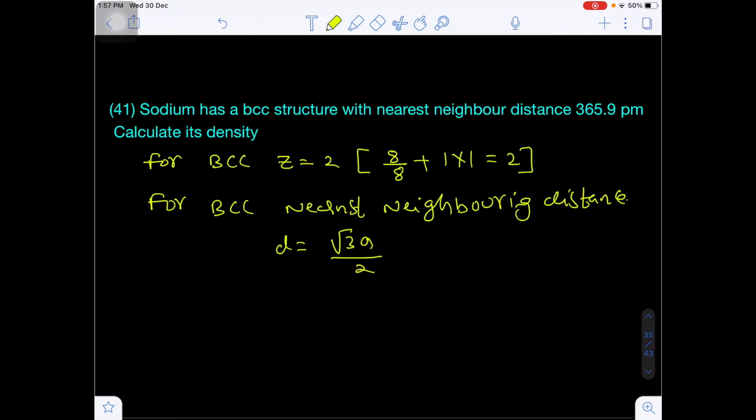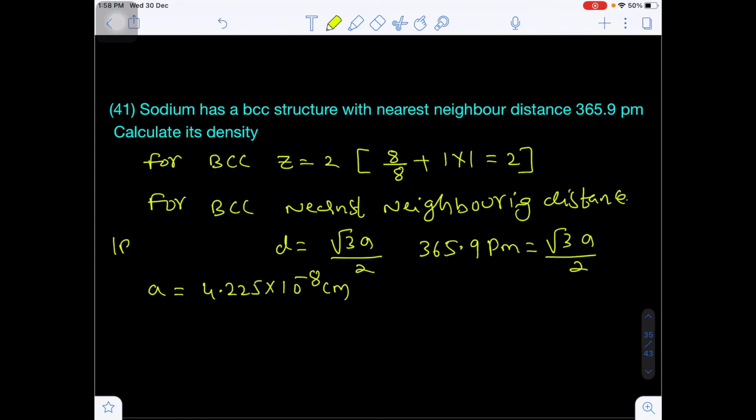The body diagonal length will be root 3a, half of the root 3a. Okay. From here what will be the distance? Nearest distance will be given, 361.9 picometer, equal to root 3 into a by 2. From here we can find the edge length of the BCC unit cell, which is equal to 4.225 into 10 raised to minus 8 centimeter.